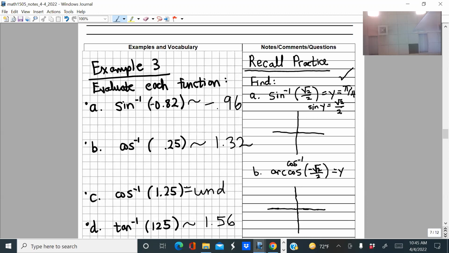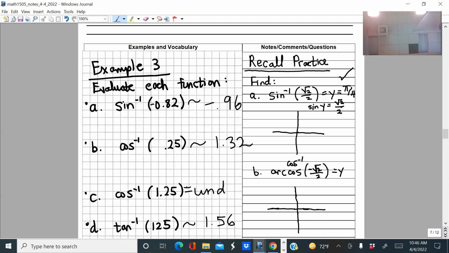Find that one. It's got to have something to do with what angle? It's got to have something to do with pi over 4, right? 45 degrees, correct? Okay. So it's some variation on 45 degrees, right? We just have to find the right one.